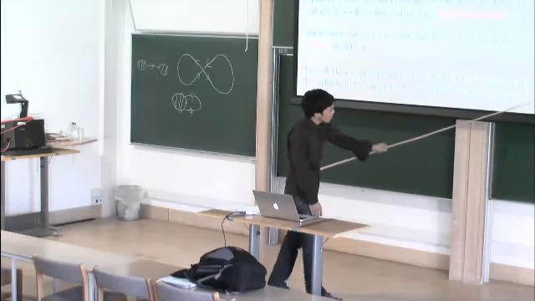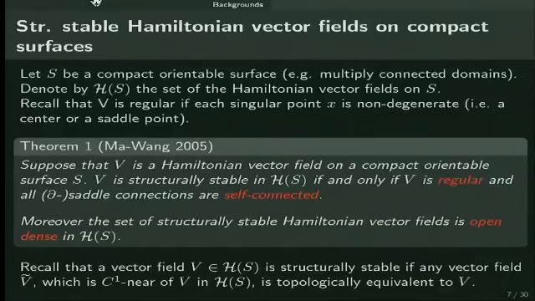So topologically equivalent means the streamlines are the same. Same means that there is a homeomorphism mapping each orbit to an orbit. And therefore structurally stable means it is invariant under small perturbation. It means that they don't change the streamlines.